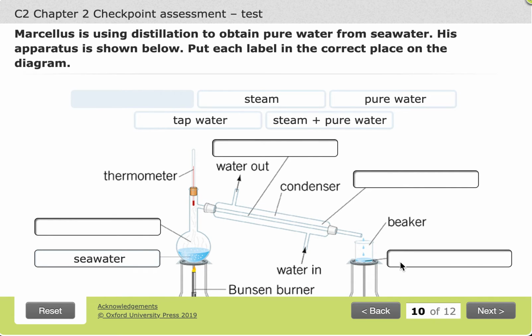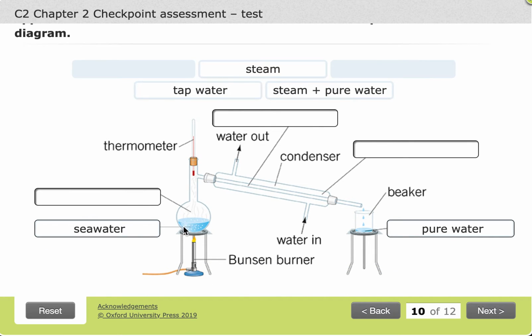We've got seawater in, and if we jump over to the beaker, we're trying to produce pure water. How do we do that? Well, firstly, we heat the seawater. That evaporates and that forms steam.